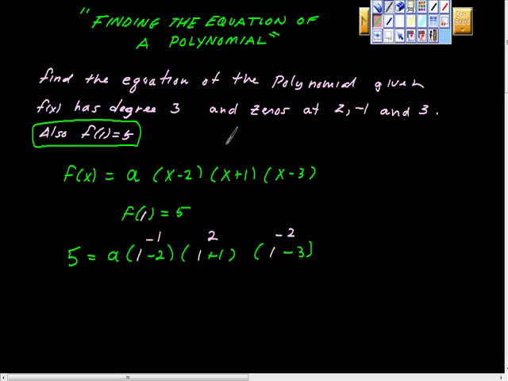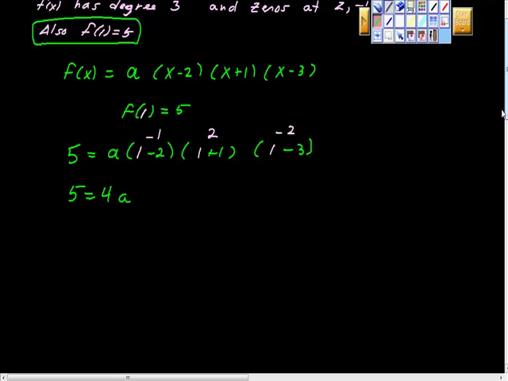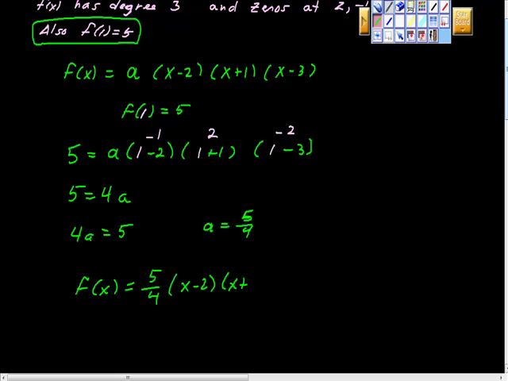So that tells us that 5 equals 4a, and those of you who know me know that's bothering me, that it should be the other way around in my mind anyway. So if you don't mind, 4a equals 5. We're going to divide both sides by 4, and a equals 5/4, doesn't it? So our equation is 5/4 times, and I'm going to go right back and put all these pieces in. All I was looking for is that a value that goes right here. So x minus 2, x plus 1, and x minus 3.